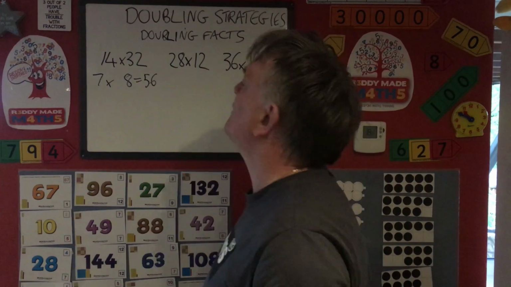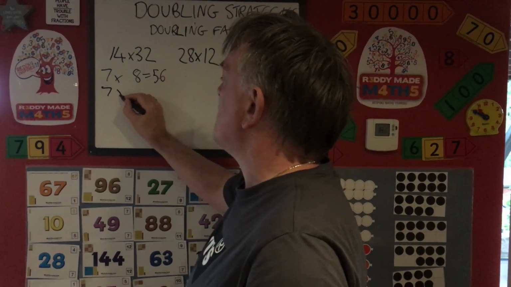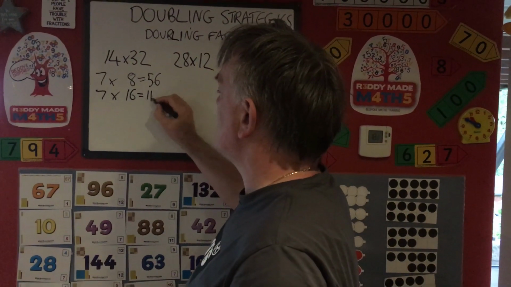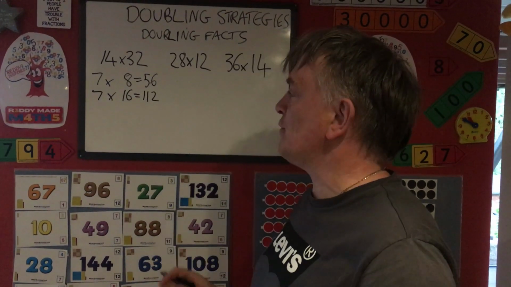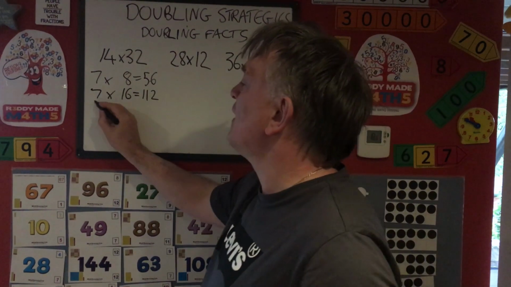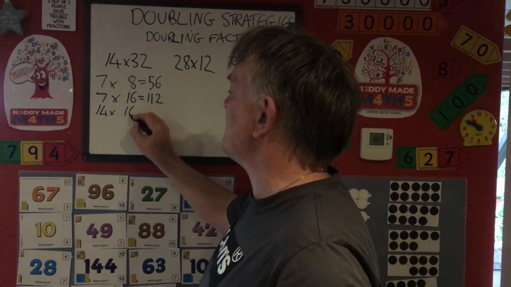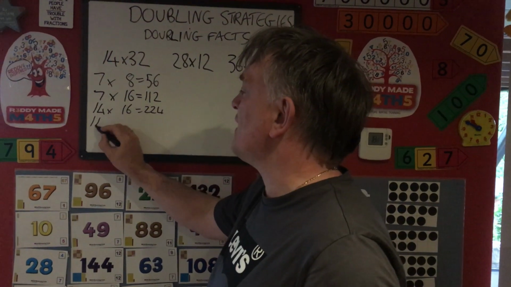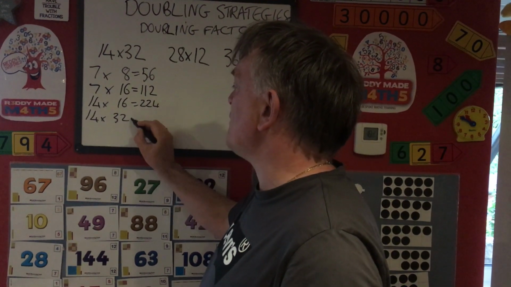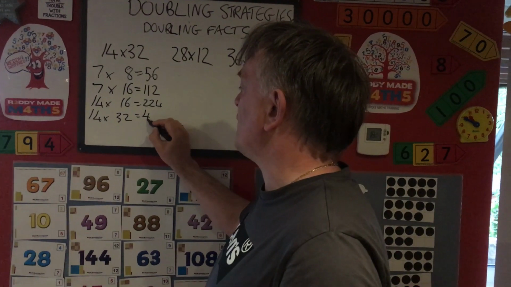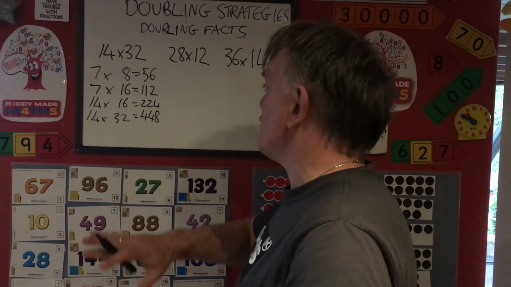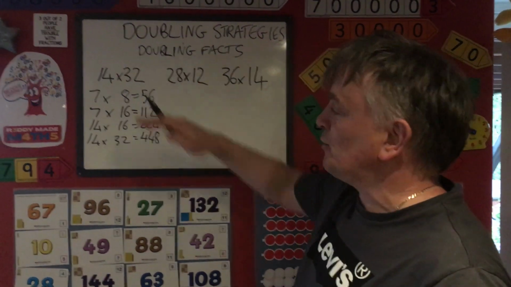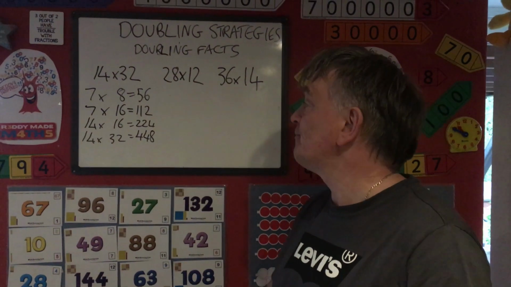Then we can double up to give us 7 multiplied by 16. We just double the answer, and that gives us the new product of 112. We'll double up again. 14 multiplied by 16 equals 224. And amazingly, 14 multiplied by 32 equals 448. There's no way we'd have been able to do that one that quick using a different strategy. We just doubled up 3 times and got to the answer.